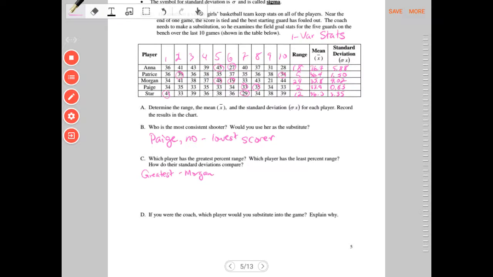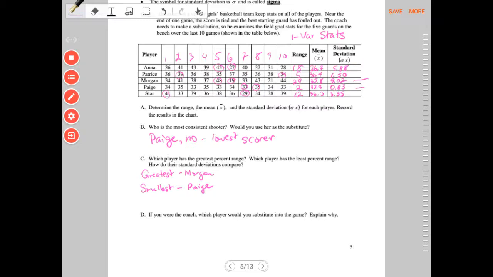Okay, and the smallest range belongs to Paige. Now, if we take a look at their standard deviations, Morgan's standard deviation is a whopping 9.2, where Paige is a lovely 0.83. So, guess what? The greatest range also produced the greatest standard deviation, and the smallest range also produced the smallest standard deviation.